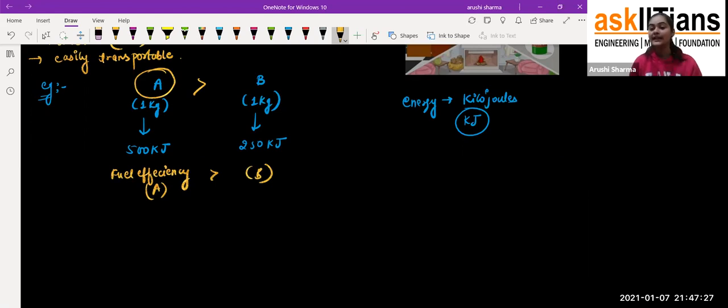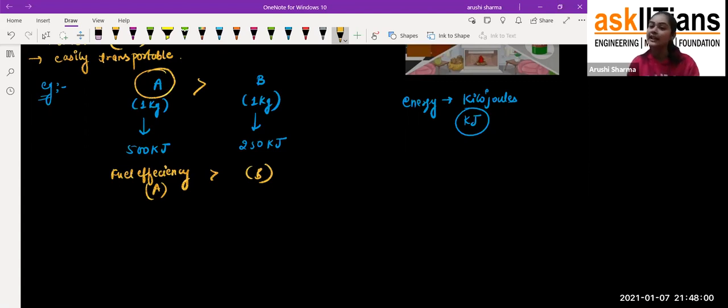Exactly, students. The substance which produces more energy per unit mass, meaning the amount of fuel we take, whether 1 kg, 2 kg or 3 kg, and the amount of heat we get from burning that fuel, is called fuel efficiency. So the fuel efficiency of A is greater than B, because it is giving more heat, more energy as compared to B.